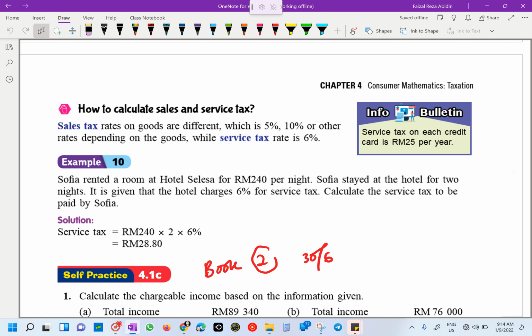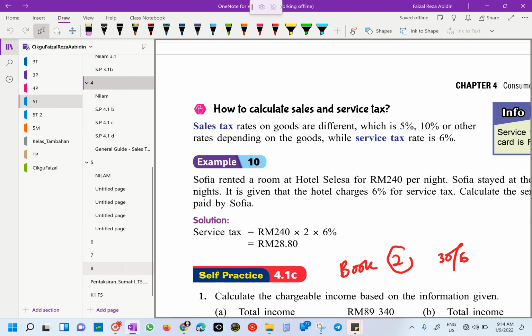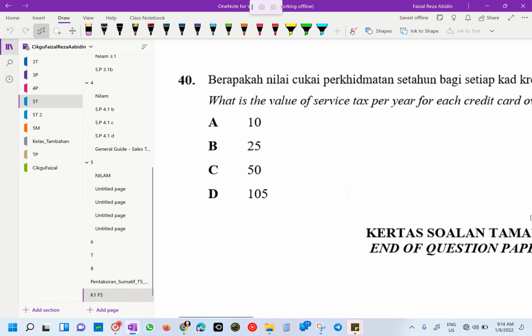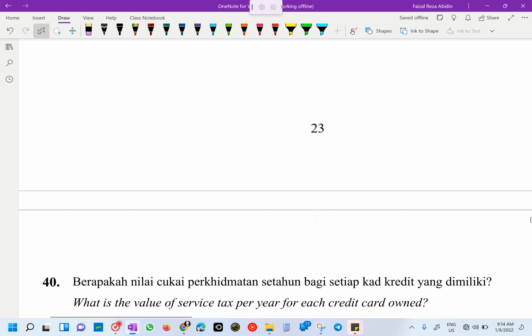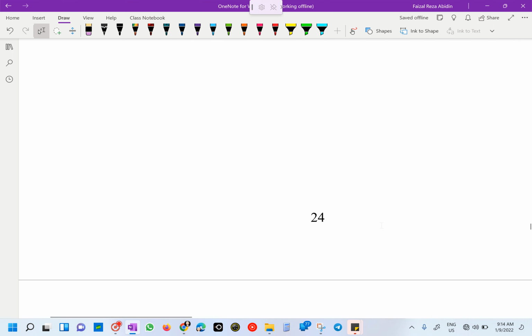What is the value of service tax? Where does it say percent? It says value. So the value is going to be in RM. So RM25 per year. Now you know before SPM. Okay, that's all for our paper 1. So it's going to be B here. I only just learned this too, because I only have one credit card, not many. Okay, done for our paper one.